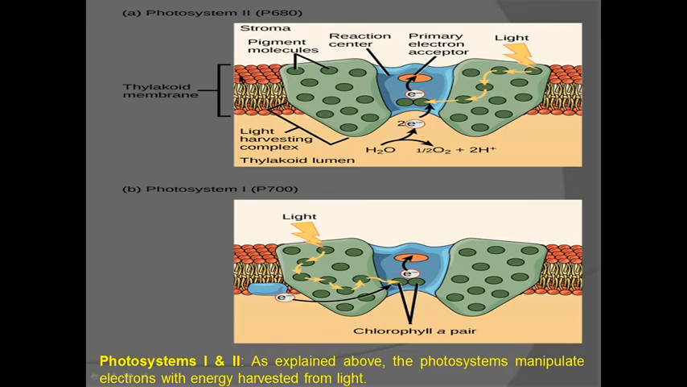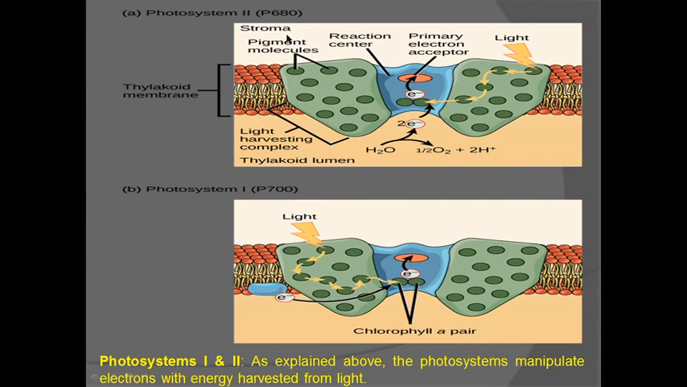This is the structure of the thylakoid membrane. And now Photosystem I, P700. That means it absorbs only 700 nanometer of light from the visible spectrum of light.